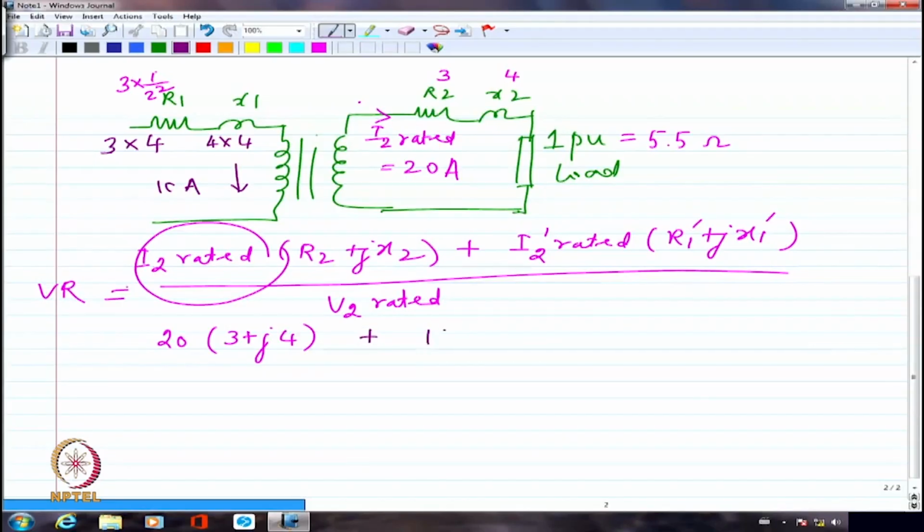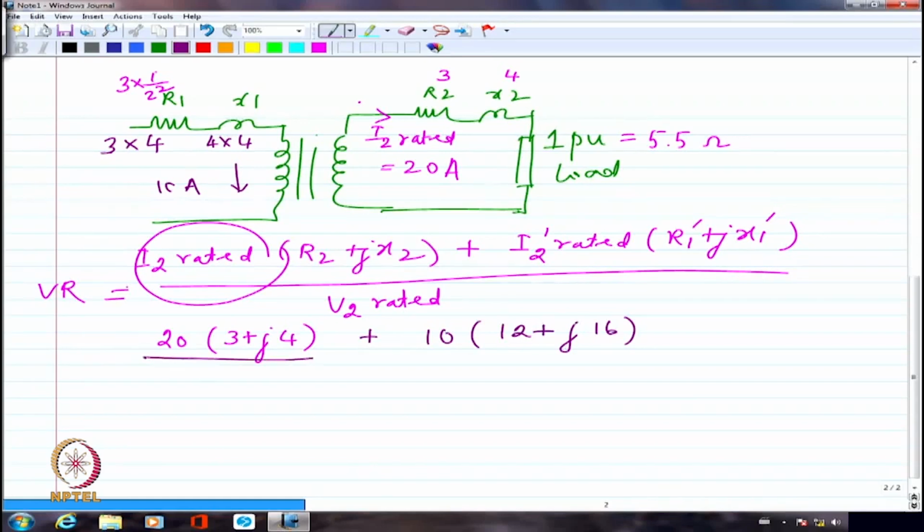Am I right? Okay. So these two will give me, if I try to look at the voltage drops, this voltage drop is with reference to 110 volts, whereas this voltage drop will be with reference to 220 volts.